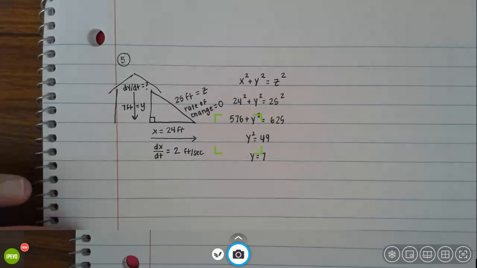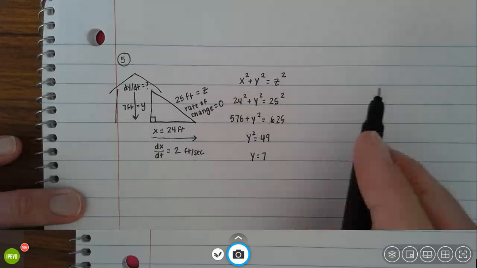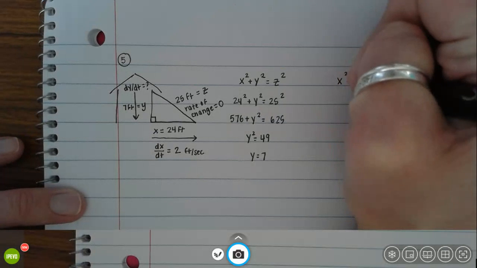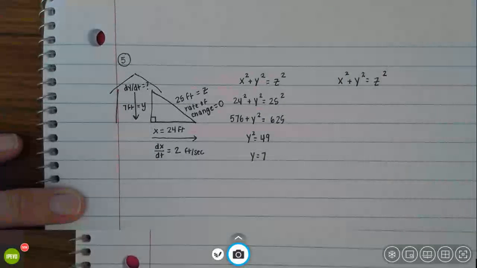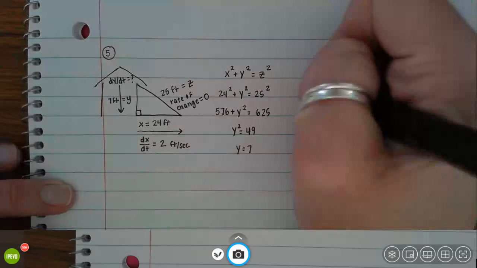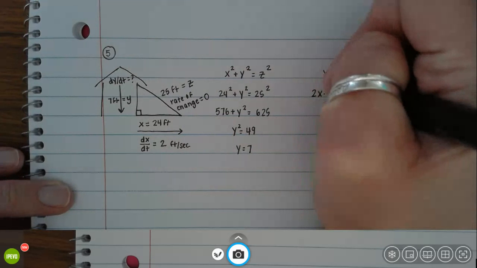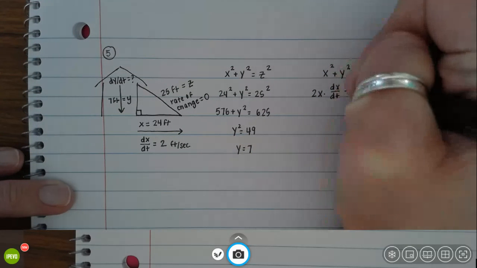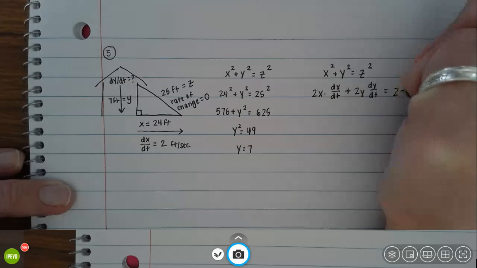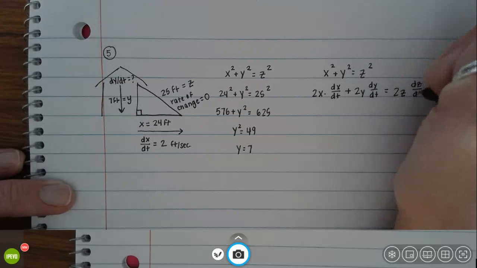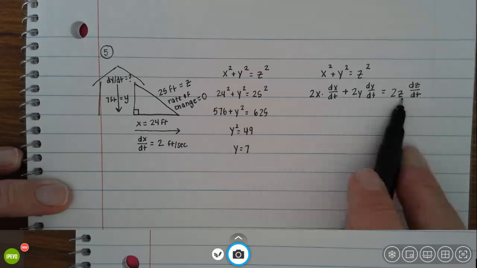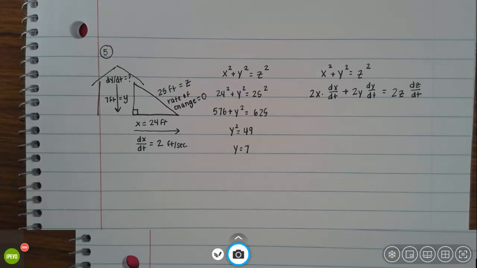All right, so what we can do is go back to the Pythagorean theorem. We've got a right triangle going on here. So the formula that's going to relate all of these lengths is just x squared plus y squared is equal to z squared. When I take the derivative of this, that's going to be 2x times dx dt plus 2y times dy dt is going to be equal to 2z times dz dt. Because remember that we would need to get the derivative of each one of these variables with respect to time as well, using our chain rule.